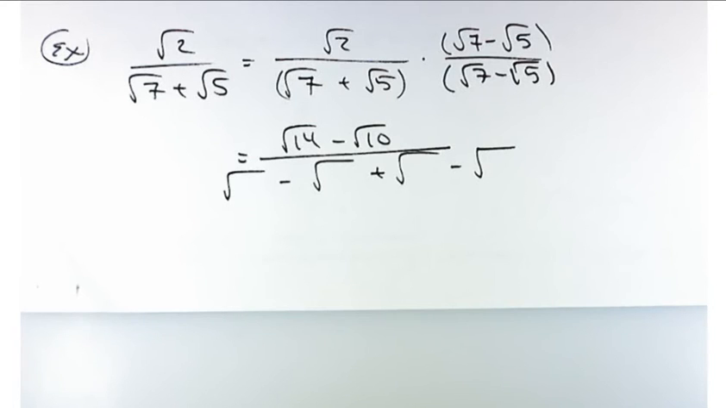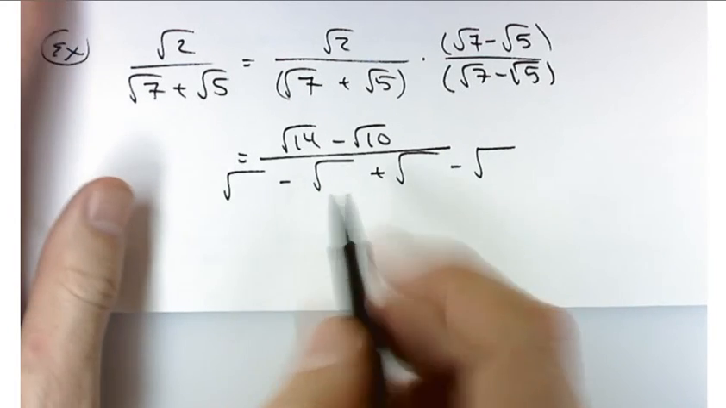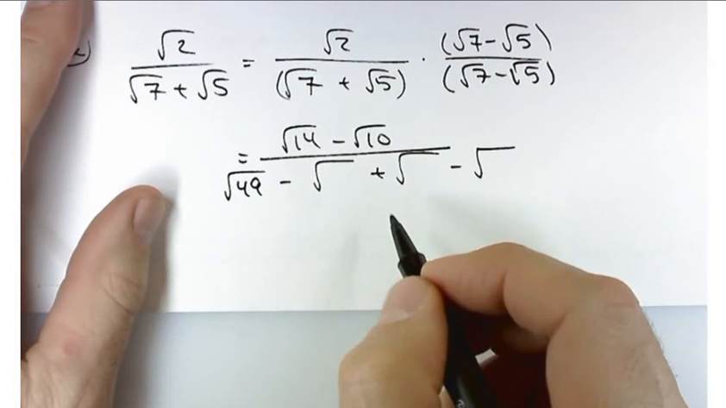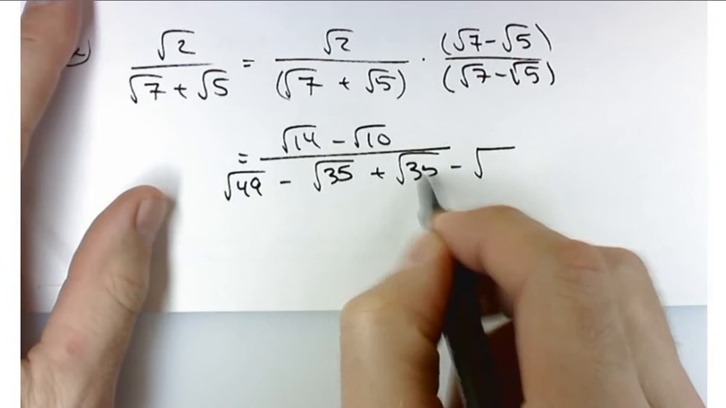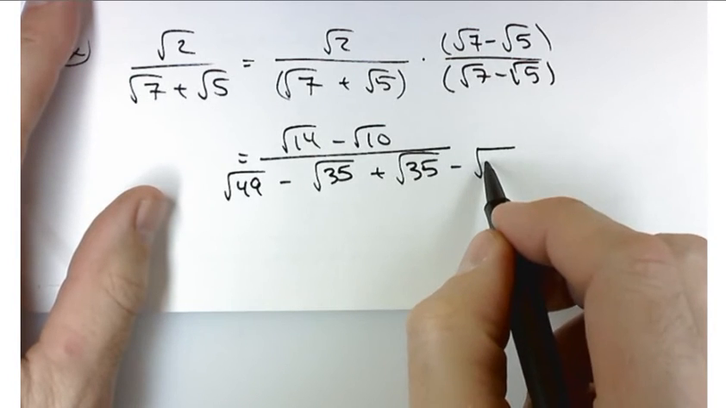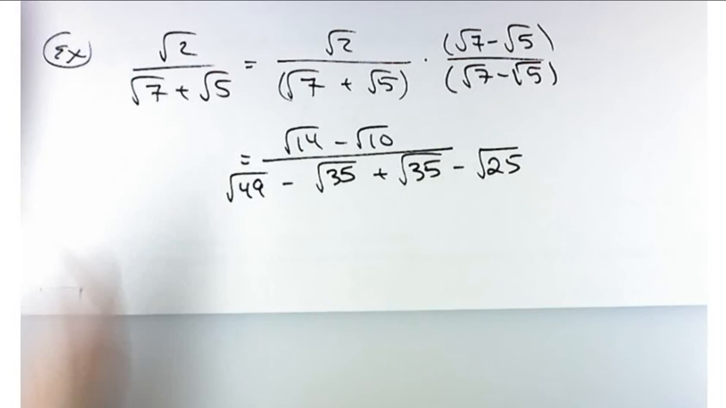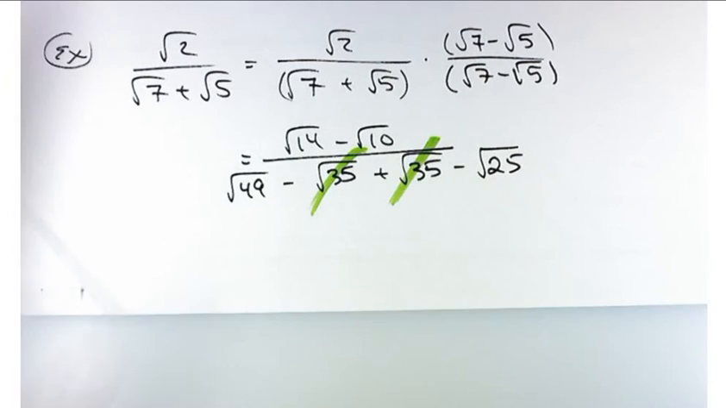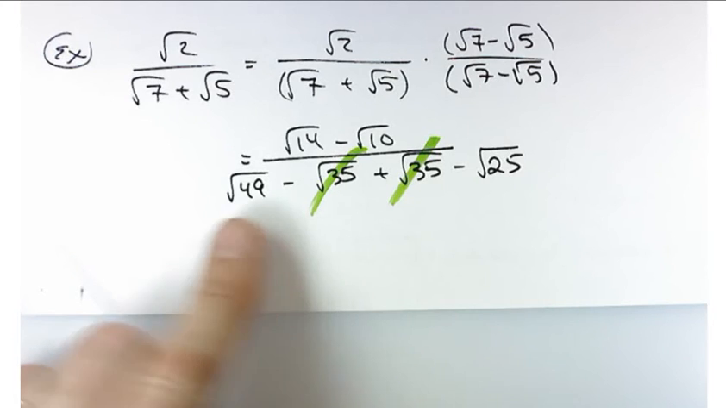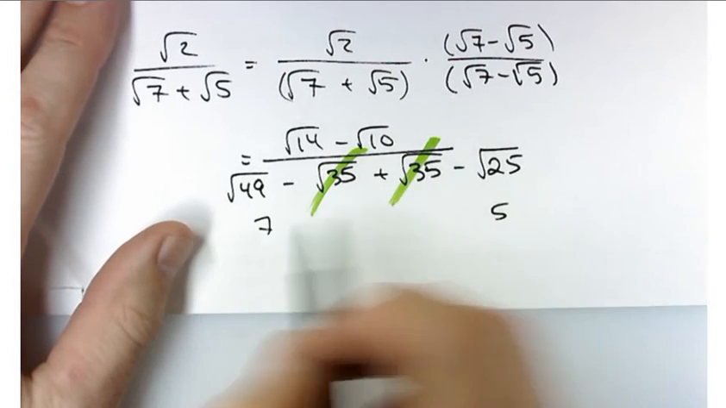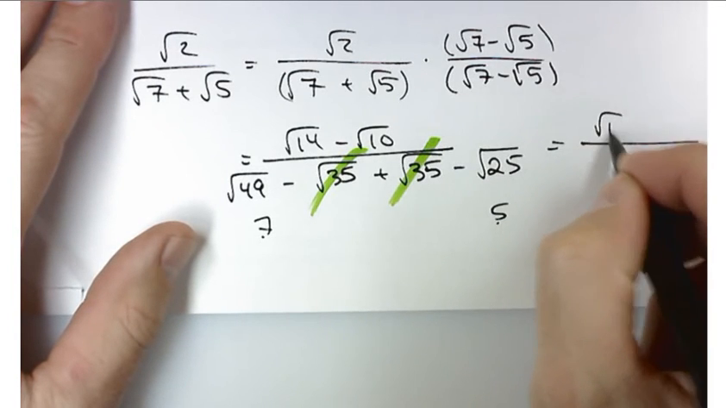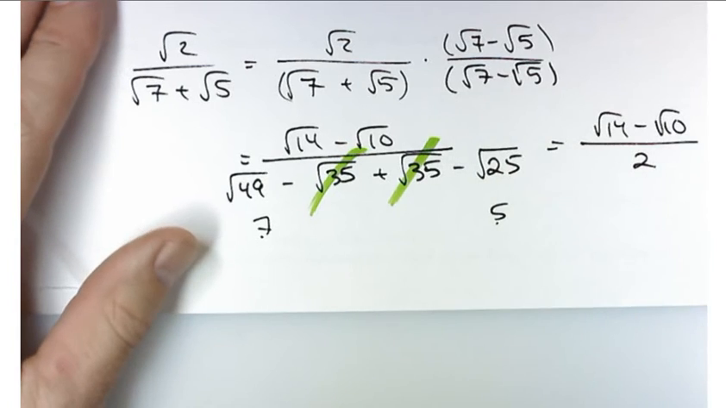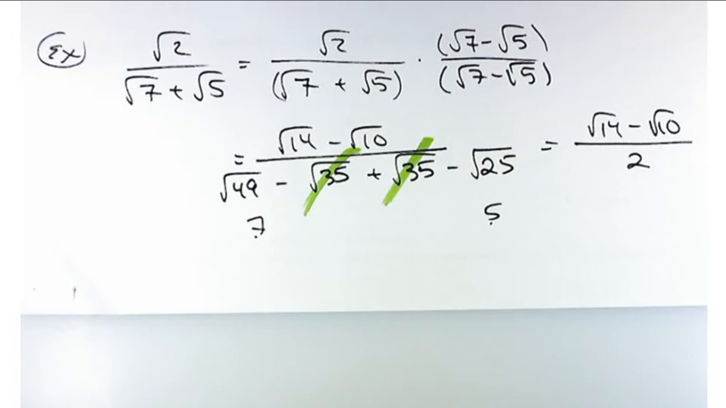So what terms am I going to get here when I FOIL this out? Square root of 49 minus square root of 35. Good. Plus square root of 35 minus square root of 25. These middle terms cancel each other out, which is great because the other two terms are perfect squares. I end up with a 7 here, a 5 here. 7 minus 5 gives me 2. Nice.